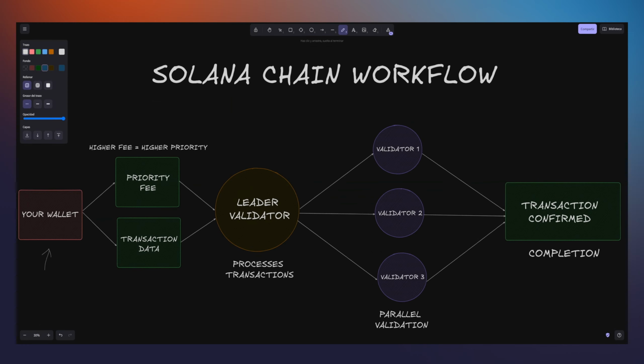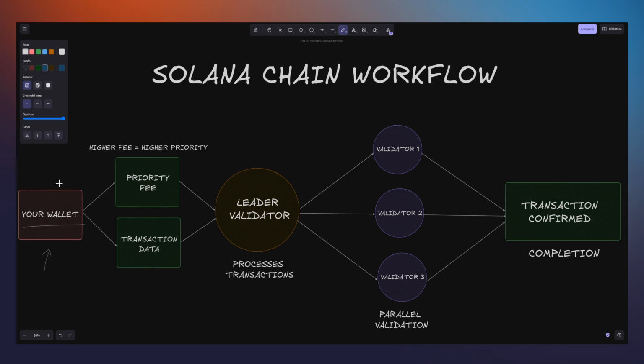To begin with, we're going to explain how the Solana chain works. Everything starts with your wallet. This is your digital identity on the Solana blockchain and is where you're storing your meme coins, your stable coins, your Solanas, and so on. Later, we're going to explain how to identify a wallet, how to analyze it, how to track it, and so on.